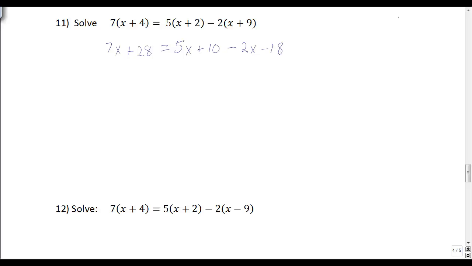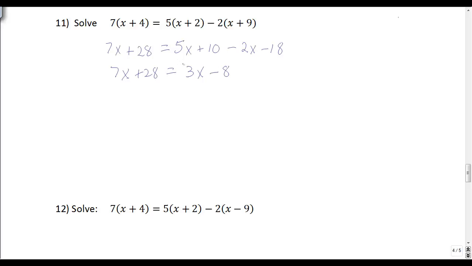All right. Now what I'm going to do is I need to simplify this right-hand side down further. I'm just going to keep the left the way it is. And then 5x minus 2x, that's 5 minus 2 is 3x. 10 minus 18 is negative 8.